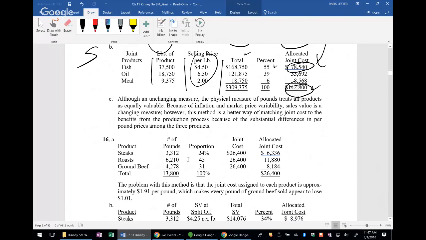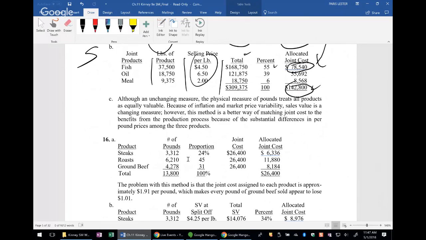Now, where did the number of pounds come from? Well, they're just flat out given to you, aren't they? 3,312. Then you get the proportion, sales value split off. The remaining 1,200 pounds were lost as waste.